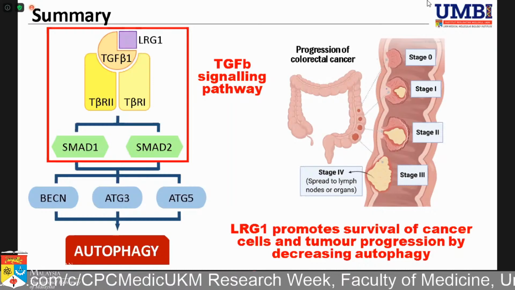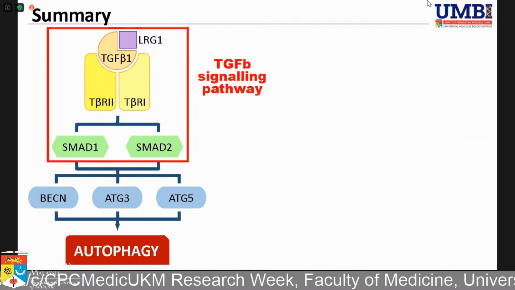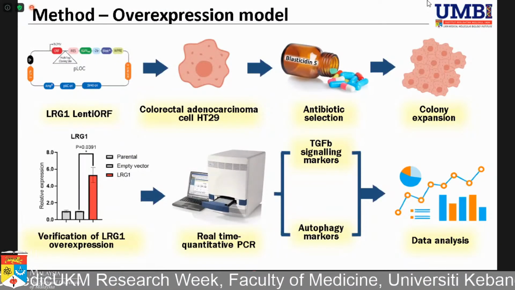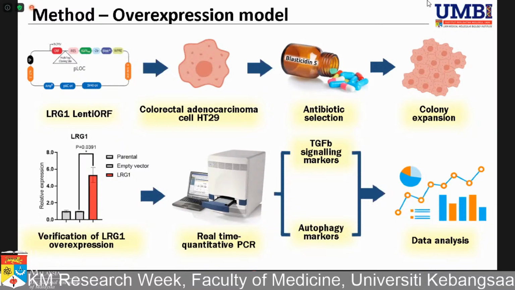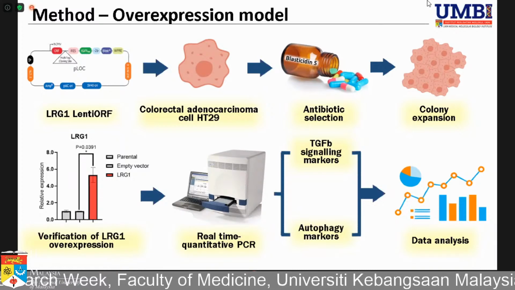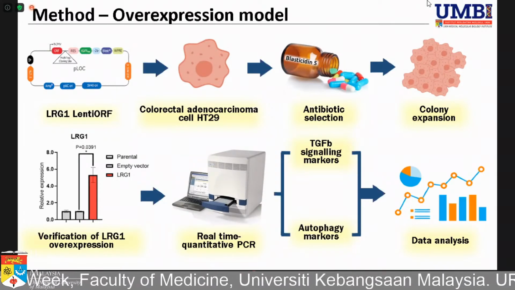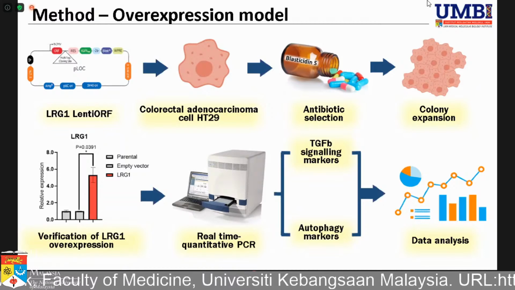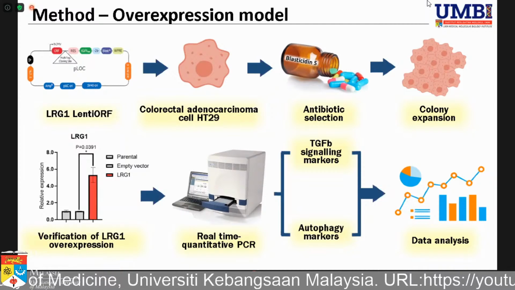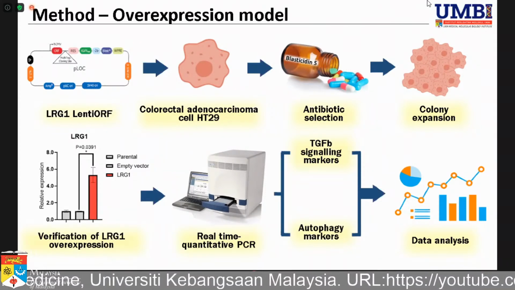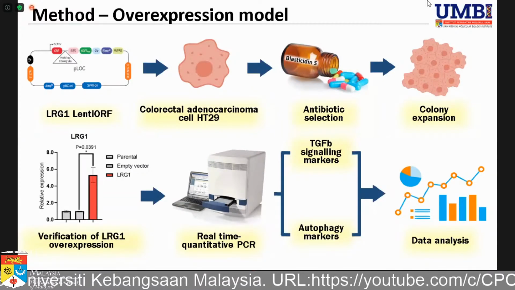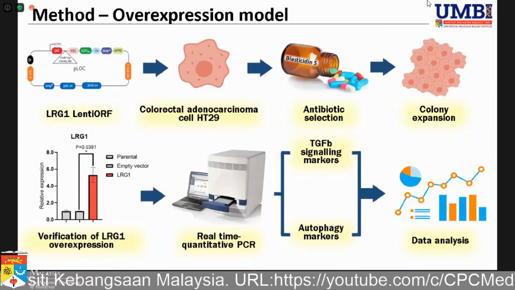Okay. In your methods, you basically do the transfection into a colorectal adenocarcinoma cell. Yes. So does this cell usually overexpress LRG1? So we screened a few colorectal cancer cell lines and chose the cell line with low endogenous expression of LRG1 to do the transduction for LRG1 overexpression. So basically the overexpression is because of the transfection of LRG1. Yes. Okay. Thank you, Dr. Alfiza.